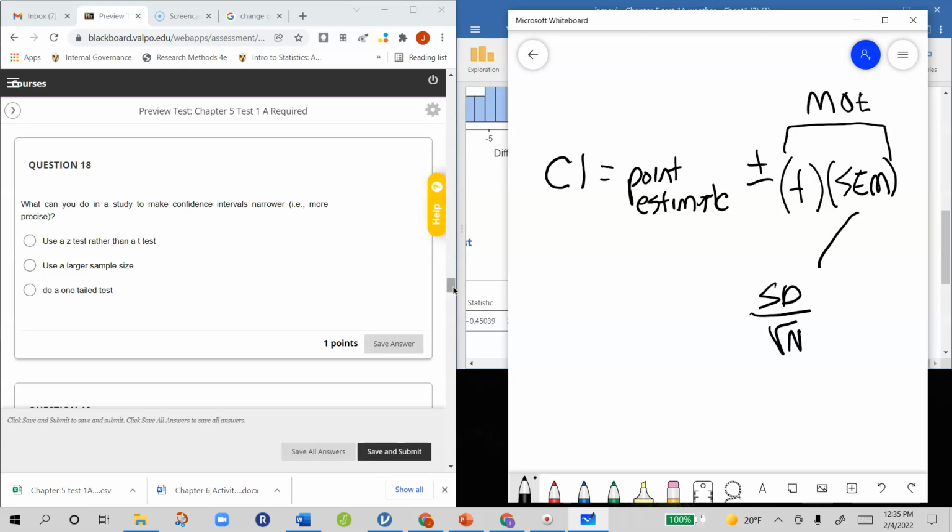If I want there to be a narrower confidence interval, what I want to do is make that margin of error smaller. And the way I make that margin of error smaller is typically by increasing n. So if n is bigger, that standard error is going to be smaller, which is going to make my confidence interval narrower.